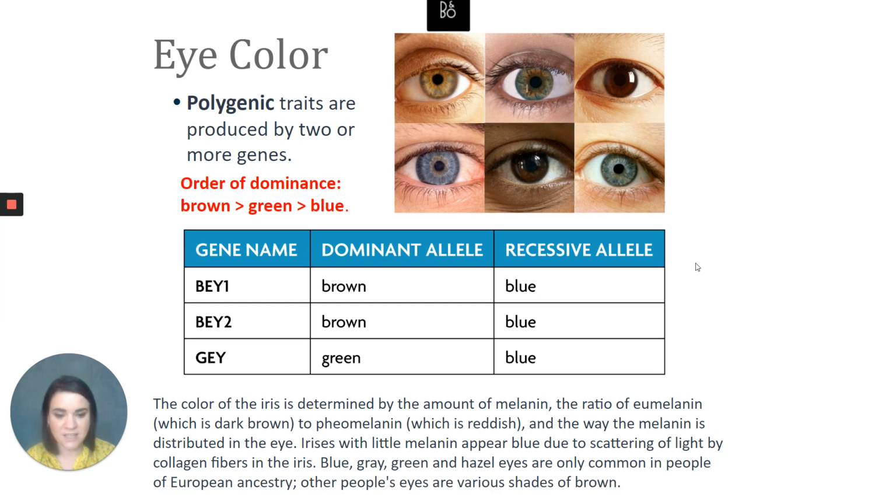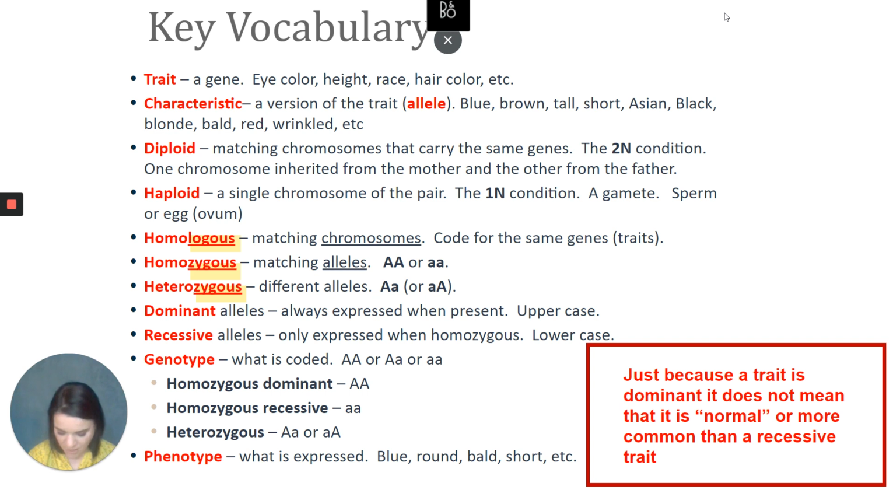Last slide for today. Key vocabulary. Okay, so this is an overview of pretty much all the vocabulary that we've had so far. So we'll walk through this slide, and then this will be it for today. But this is a lot. This is a lot of information.